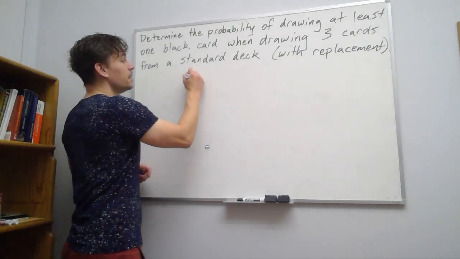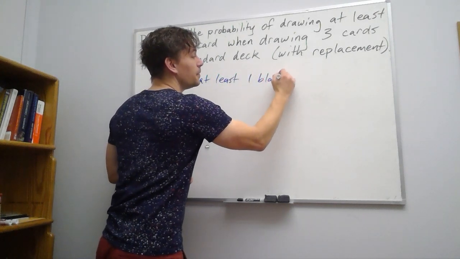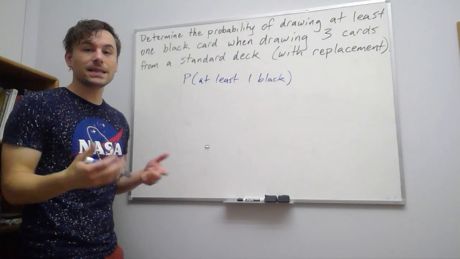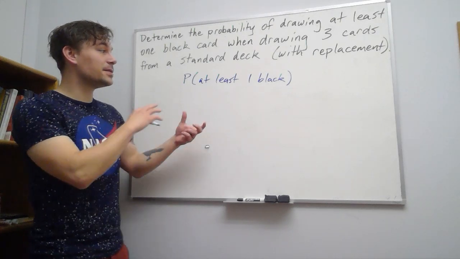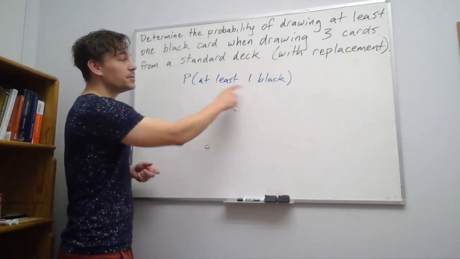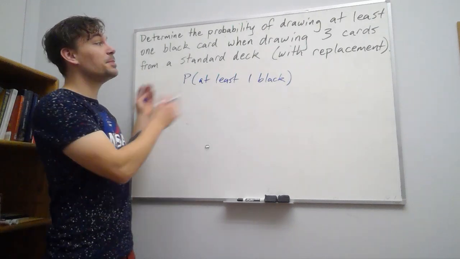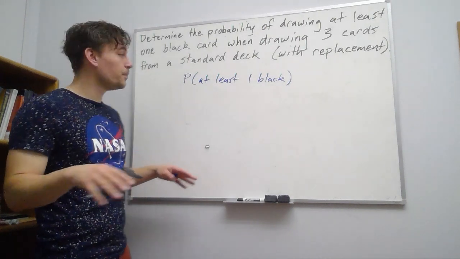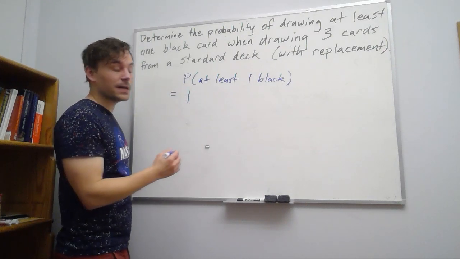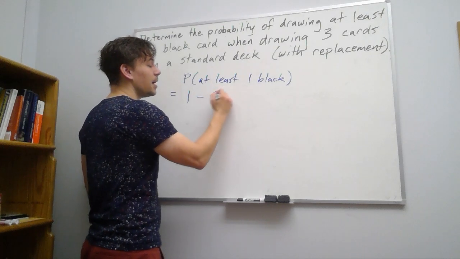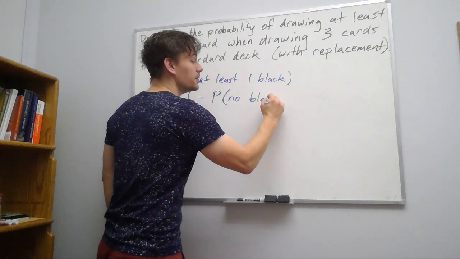The probability of at least one black card, well, anytime we have these at least scenarios, sometimes it's better to consider, is there an easier way if we think of the opposite of this? At least one black means 1, 2, or all 3 of these cards could be black. The opposite is that there are no black cards. So when we're using the opposite, we can do our complementary events. We say 1 minus the probability of whatever the opposite of this is. So no black cards.